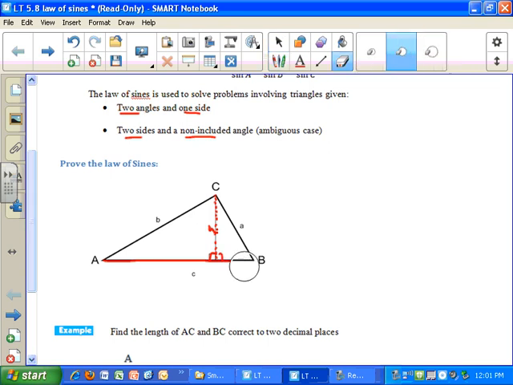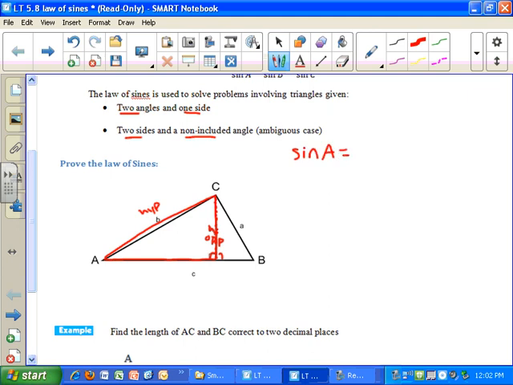Let's just look at the left-hand side of the triangle. If I use that triangle, this is my hypotenuse, and this is my opposite side. So why does it work? Because we can say that the sine of A, remember sine is opposite over hypotenuse, would be opposite h over hypotenuse b. So the sine of A is h over b.